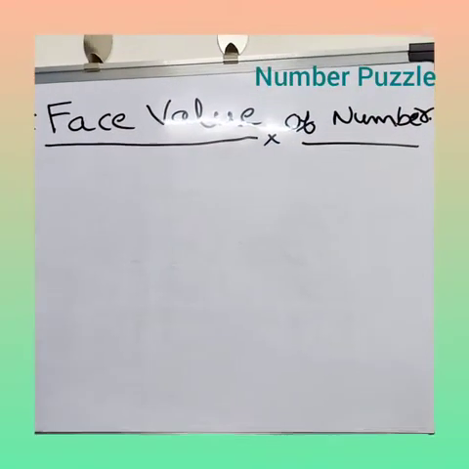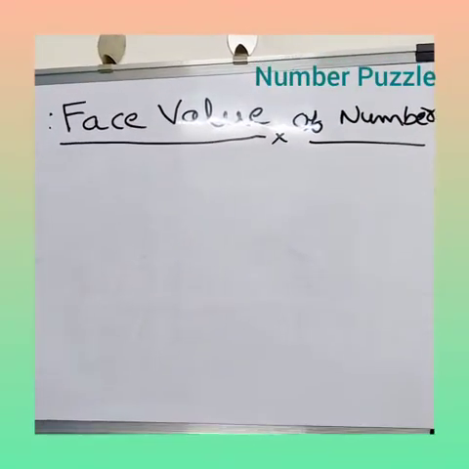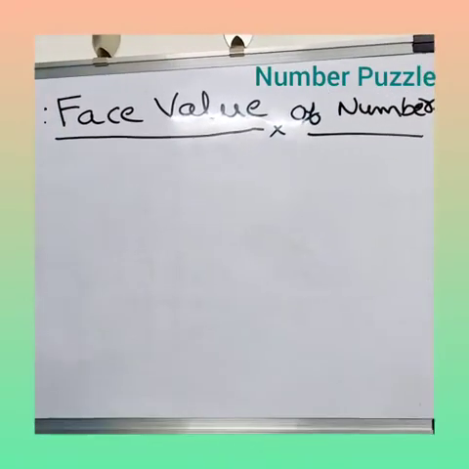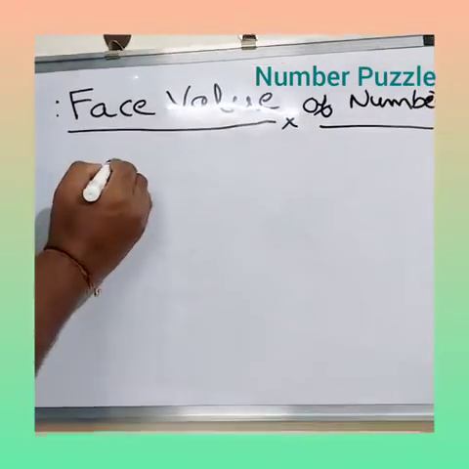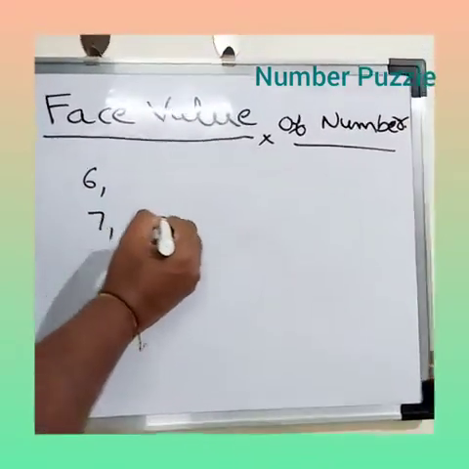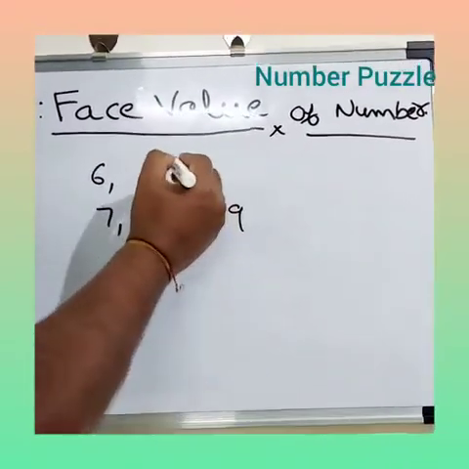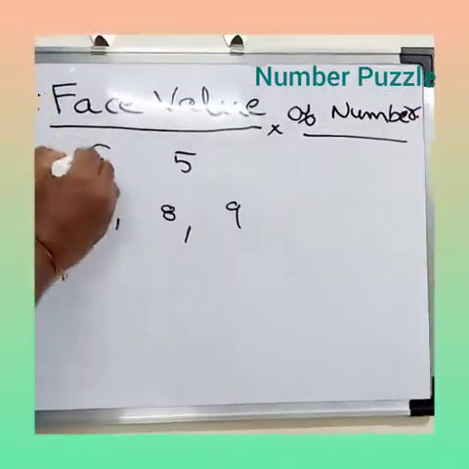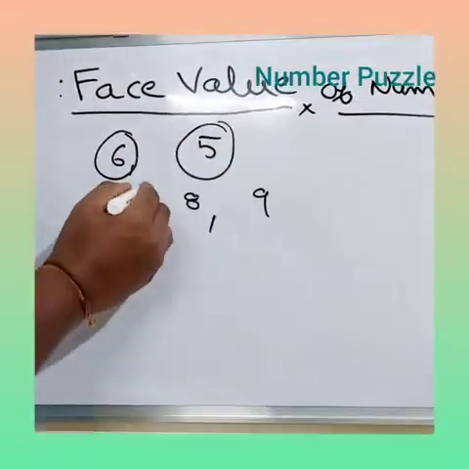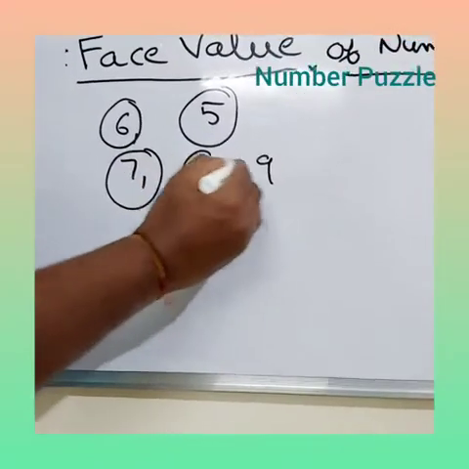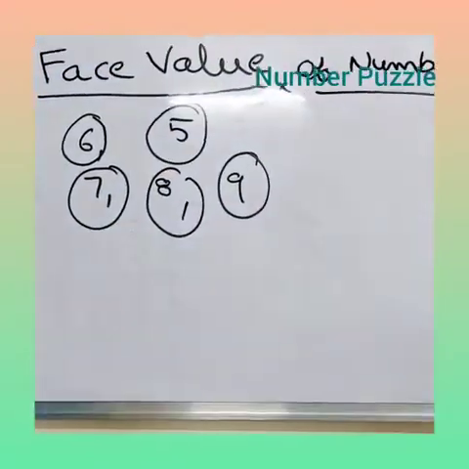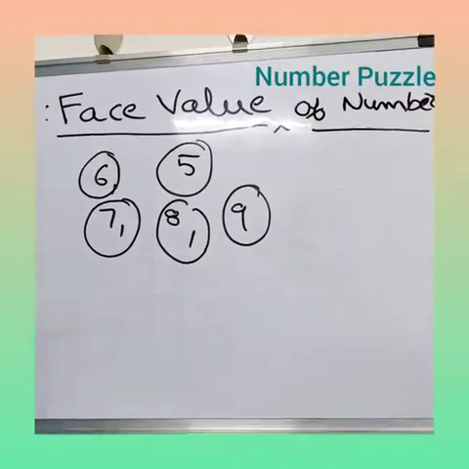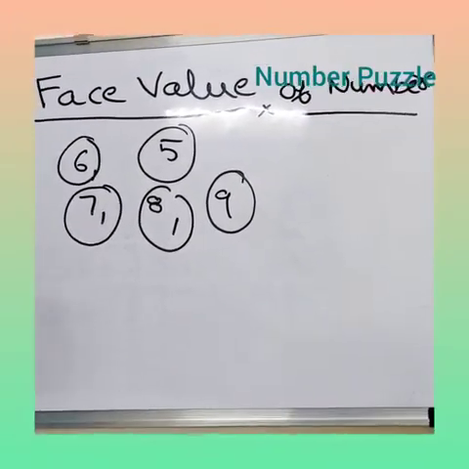Now we'll discuss one more topic, that is face value of a number. This kind of question will come in many competitive exams. Like 6, 7, 8, 9, 5. If someone asks what is the face value of a number, the face value of a number is always the number itself. That is a standalone logic. The face value of any number is the number itself. It is not related to place. It is the face value.